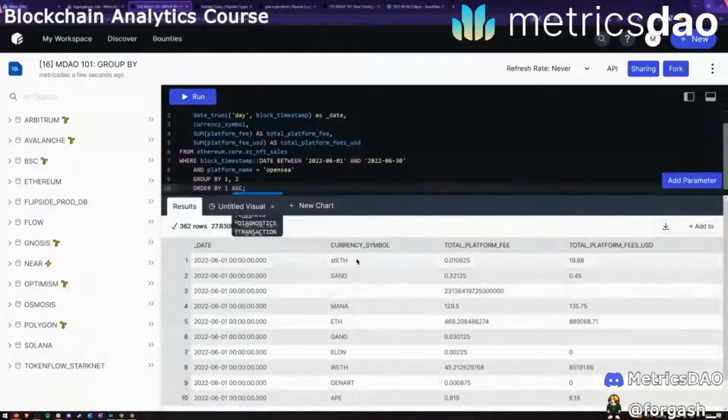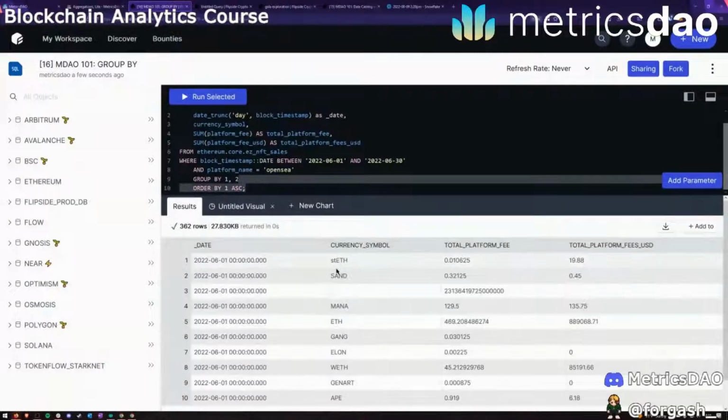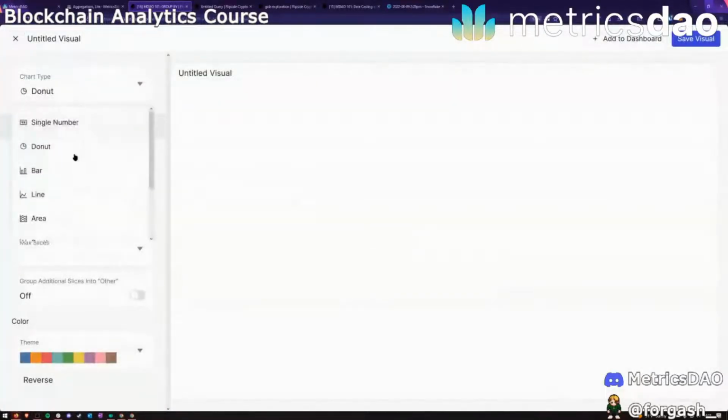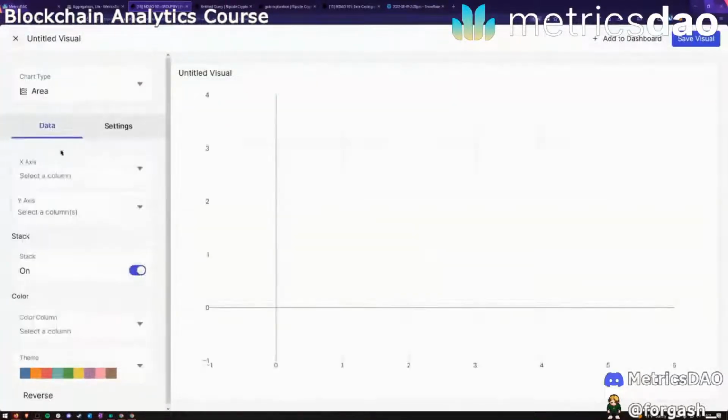Great. So we now have staked ETH, 0.01, $20 of staked ETH on the 1st. Sand, 45 cents in sand on June 1st. So there's still a lot of dust in here, but we're not excluding it. We can actually start to see how that's splitting it up. So similarly, using visualizations for exploration is a very powerful way to actually see what's happening.